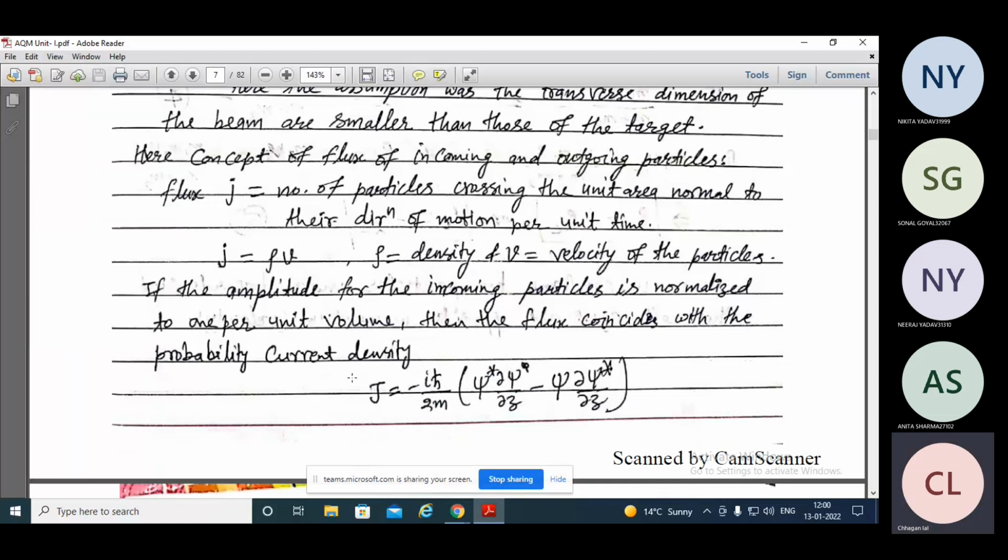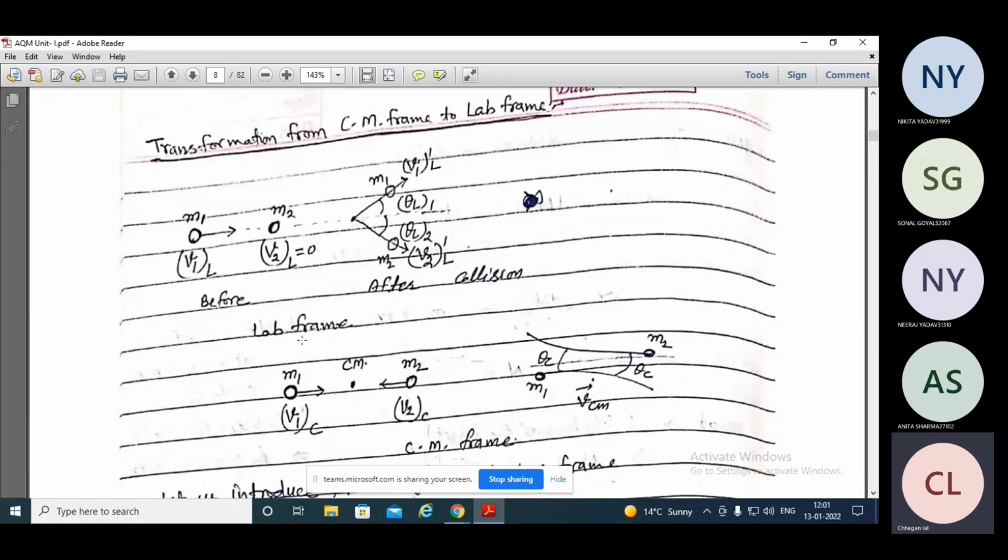So these kinds of equations, you can see J equal to iota h bar over 2m, are exactly the same as what you studied in quantum mechanics, the probability current density, how we can write it. Now the important thing is the transformation from the C frame to the lab frame.